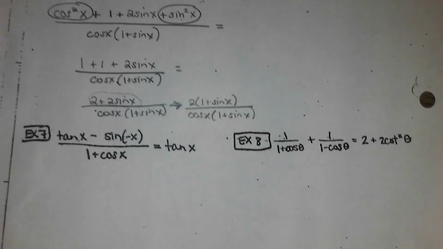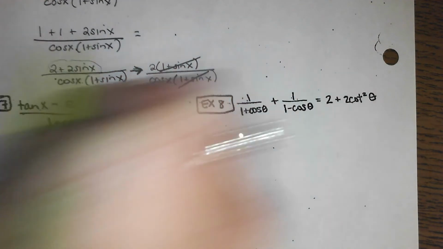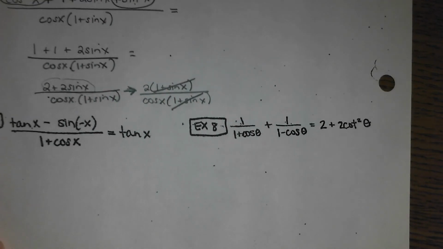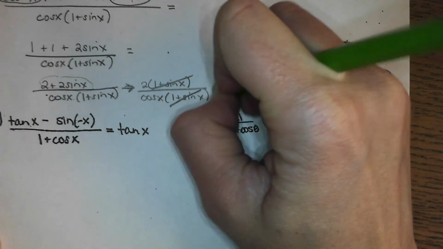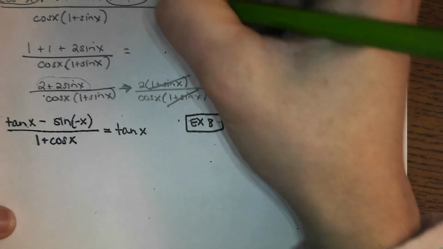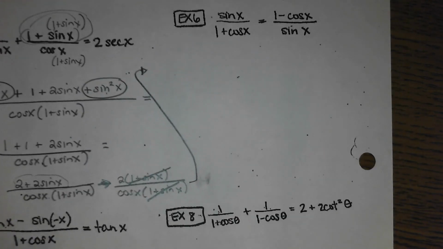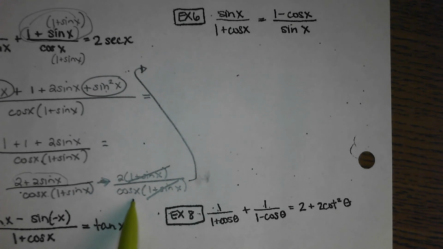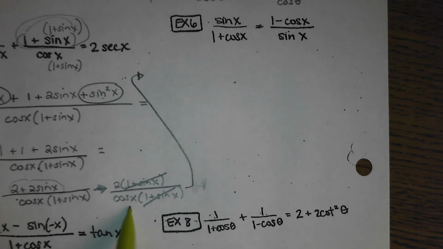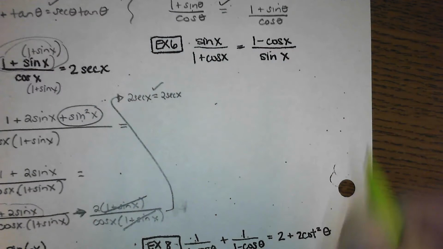What? Right, 1 plus sine x cancel. So I have 2 over cosine x. Oh, I'm running really out of room. I'm going to go this way because I don't want to run into number 6. So 2 over cosine x is the same as 2 times 1 over cosine, right? And 1 over cosine is secant. So it's 2 secant x equals, and your right side was always 2 secant x.